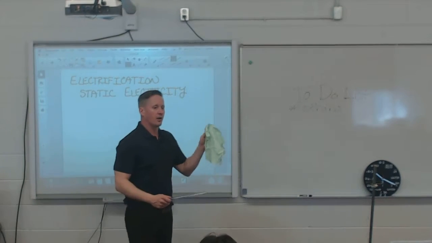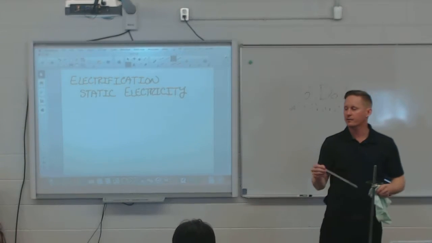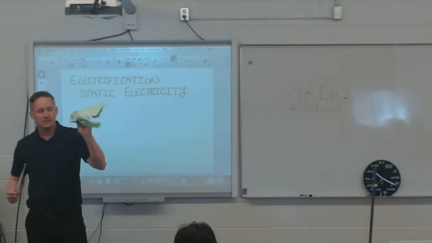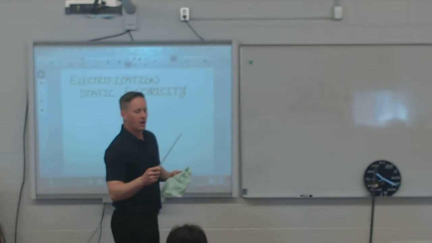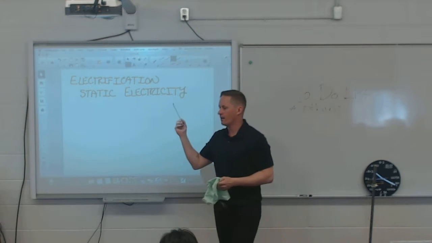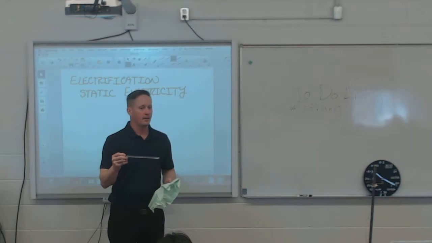Because, now, there are two things that you want to highlight in there. When you use fur on a rubber rod, you're inducing a negative charge on it. You're transferring electrons to it. When you're using silk or cloth on a glass rod, you're inducing a positive charge on the glass rod.